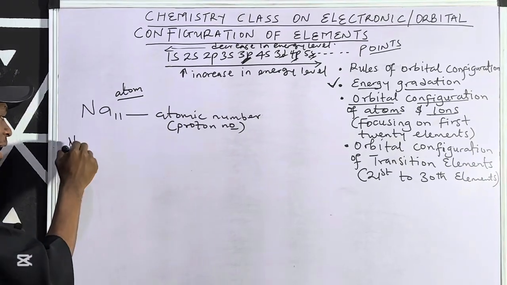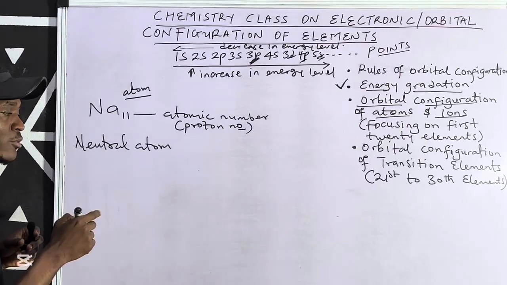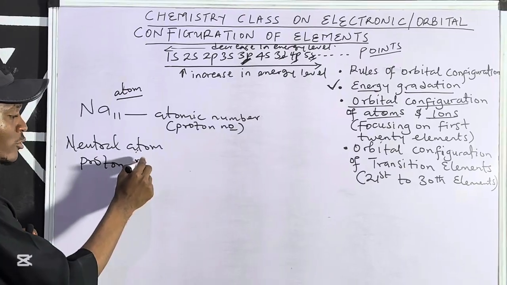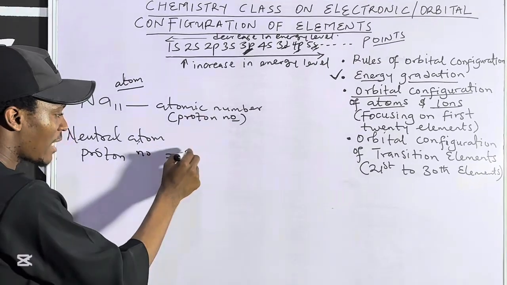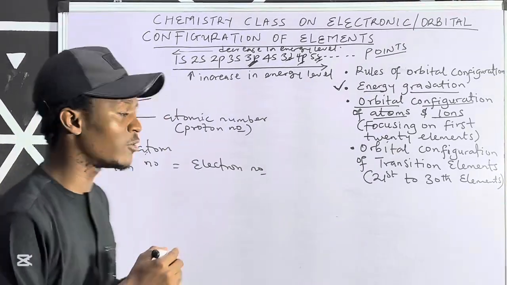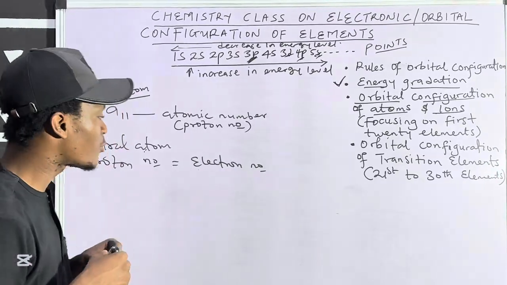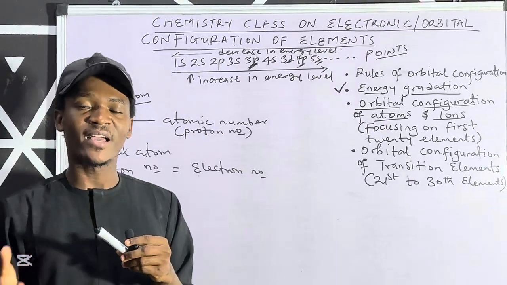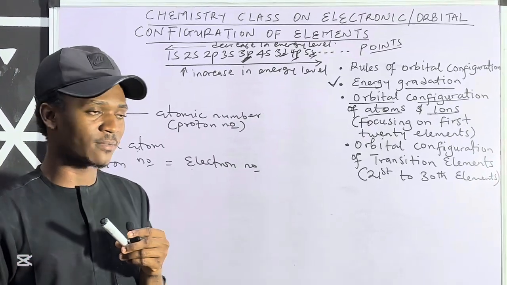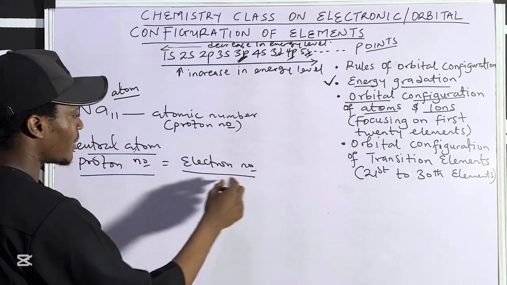And for any neutral atom, there is one very important thing that you need to take note of. The proton number of any neutral atom is always the same as the electron number. Remember that what we focus on when we are filling orbitals is the electrons and not the protons. So since we can determine the number of electrons via the protons, it will be very easy for you to get the number of electrons we are working with.